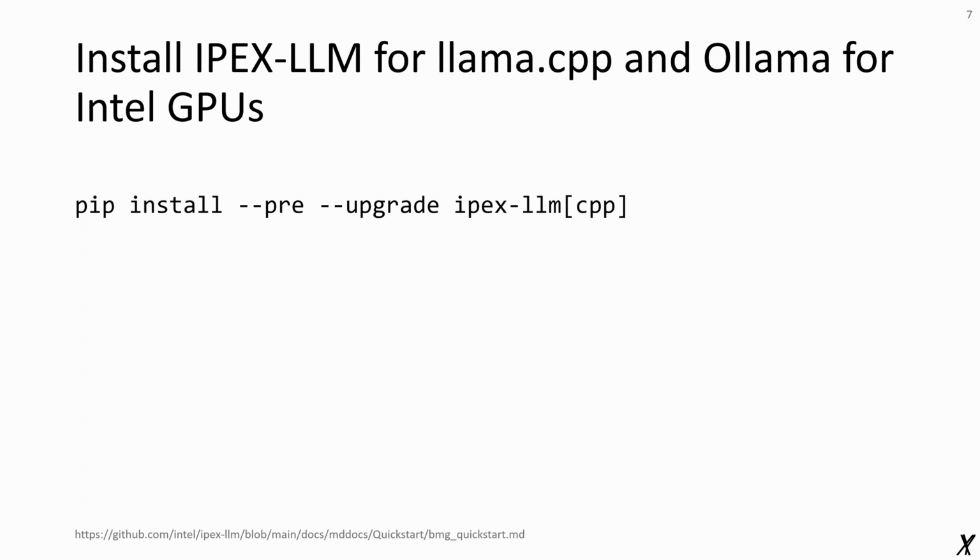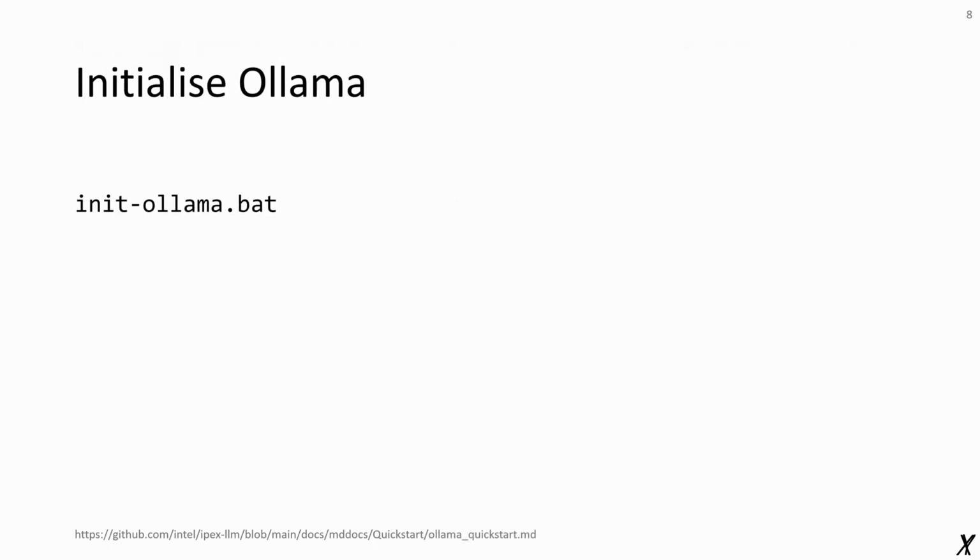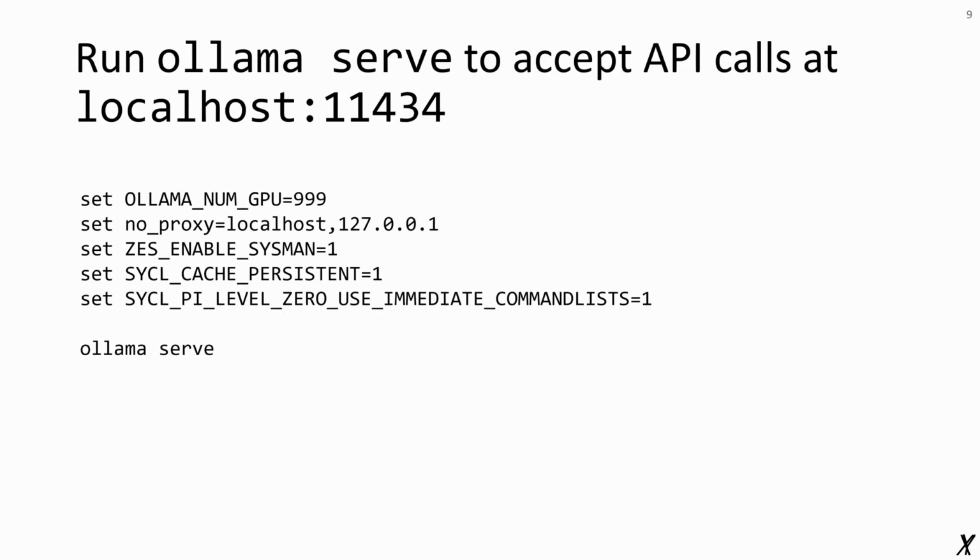With the Python environment set up, the next step I took was to run the pip command to install IPEX-LLM. This package is essential for running llama.cpp and Ollama on Intel GPUs. Once IPEX-LLM was installed, I executed the bat file to initialize the Ollama instance. To start Ollama as a service to accept API calls, I first set several environment variables. Once that was done, I executed the Ollama service command to start the service on localhost using port 11434.